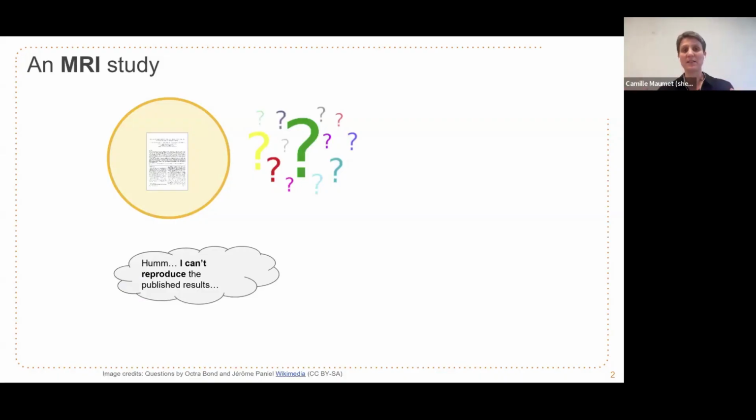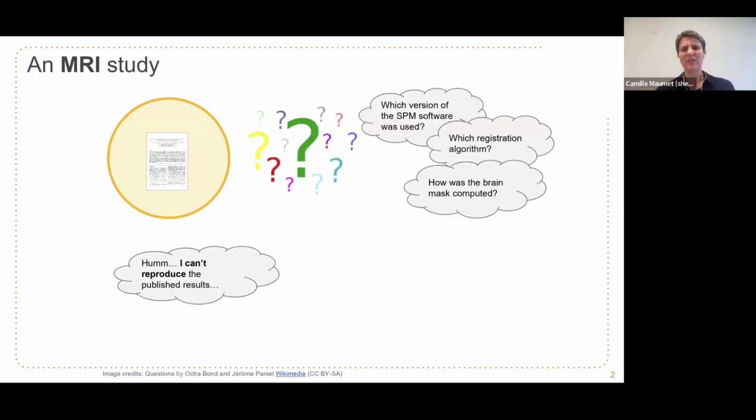When this happens, a lot of questions appear in front of us. Maybe I couldn't reproduce because, in the paper, it wasn't stated which exact version of the software was used. Or maybe the type of registration algorithm was defined in broad terms, but I don't know which one specifically was used. Or sometimes there are even parameters that we don't typically describe in research papers, but that we know have quite an impact. For instance, the way the brain mask was computed may be one of those.